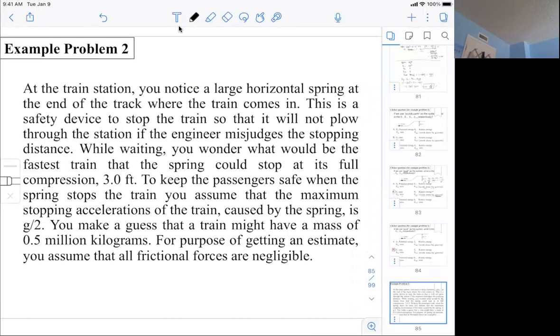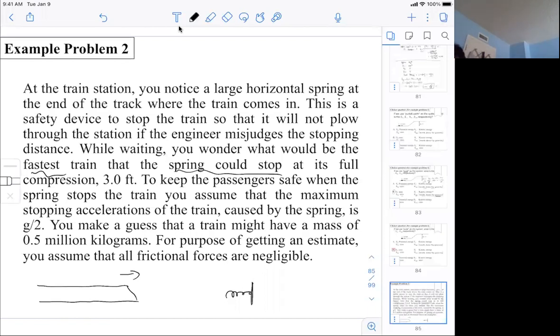So at the train station, you notice a large horizontal spring at the end of the track where the train comes in. Here you have a spring. This is a safety device to stop the train so that it will not plow through the station if the engineer misjudged the stopping distance. While waiting, you wonder what would be the fastest train the spring could stop at its full compression, which is 3 feet. The max distance the spring can be compressed is 3 feet.